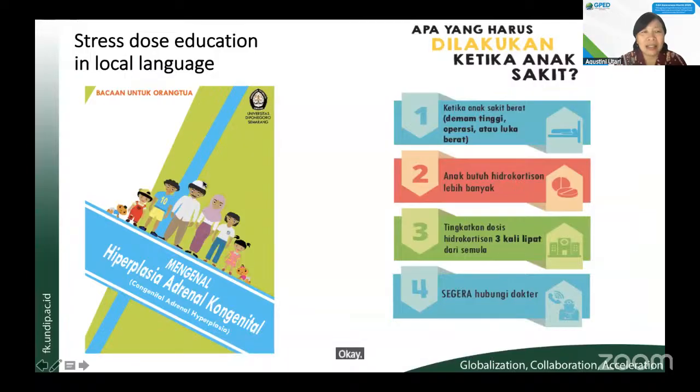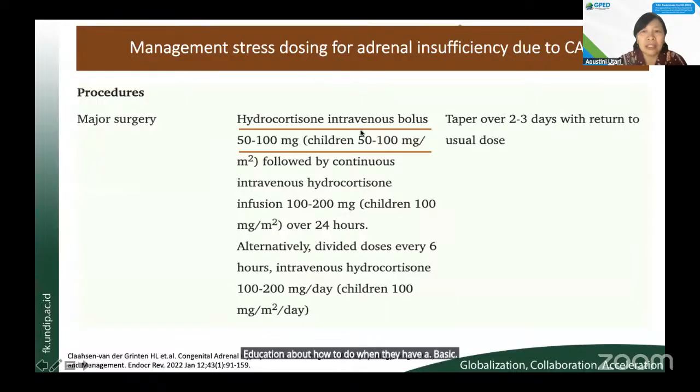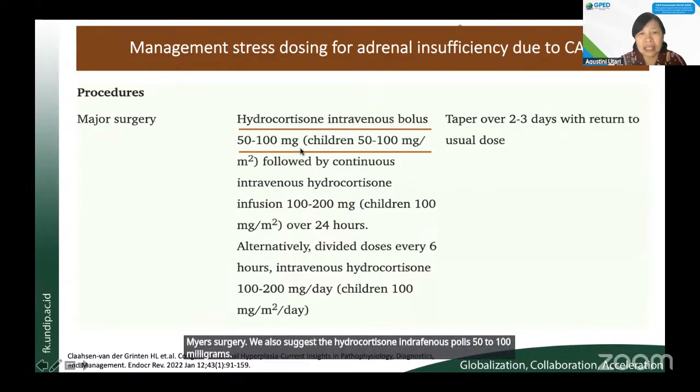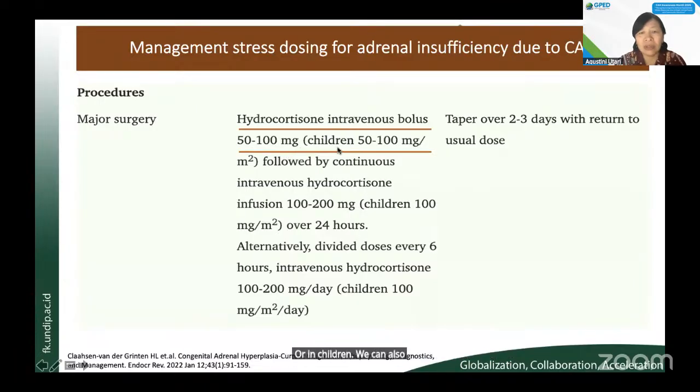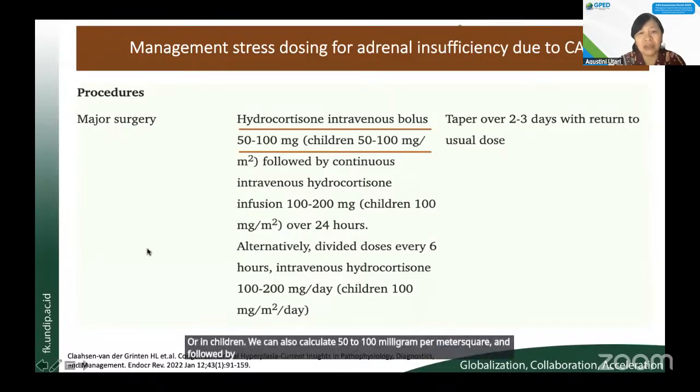Okay, this is an example of the stress dose education in the local language in Indonesia. So we have this kind of booklet and we give them education about what to do when they are sick. And for major surgery, we also suggest hydrocortisone intravenous bolus, 50 to 100 milligram, or in children, we can calculate 50 to 100 milligram per meter square, followed by continuous intravenous hydrocortisone infusion over 24 hours.